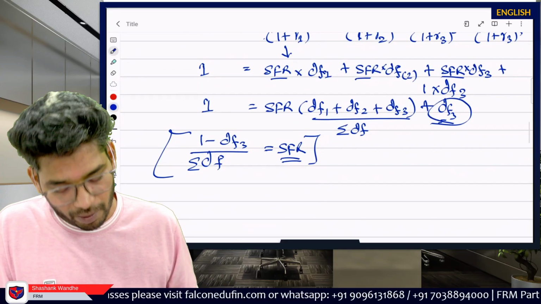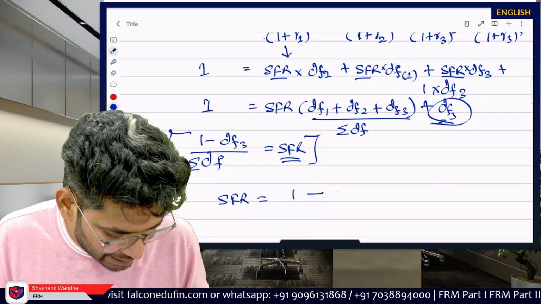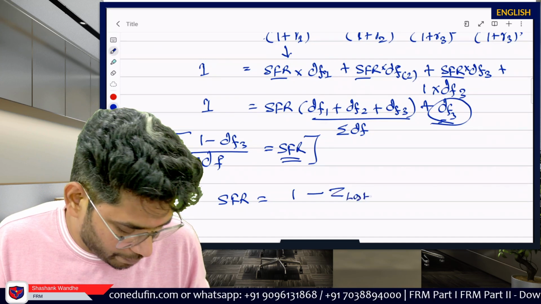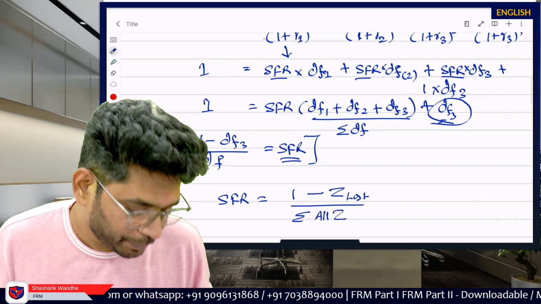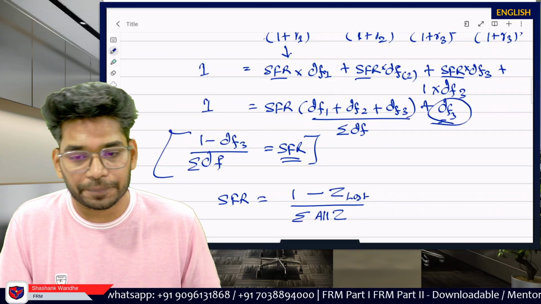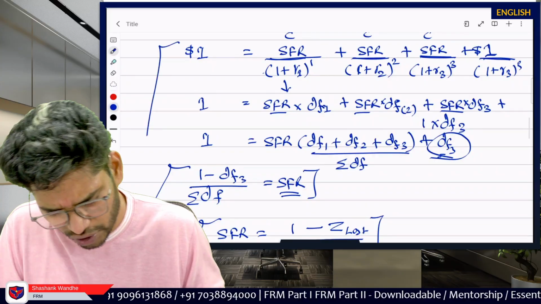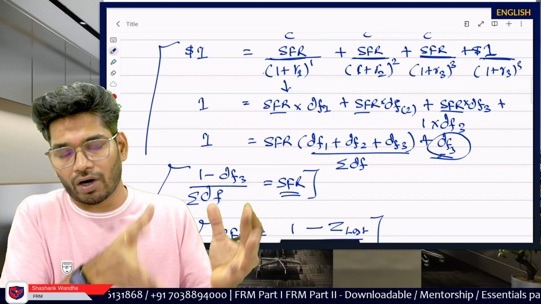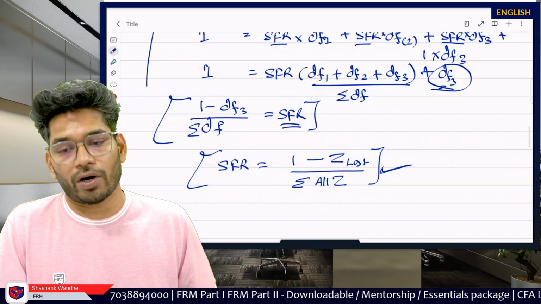Now you can write this formula in terms of Z. So SFR is equal to 1 minus Z last divided by the summation of all Z's. This Z is simply the discount factor. And this is the formula you have to remember. This particular explanation is not as such required for your exam because it's not part of the learning objective. But yeah, this is very important. You have to remember this.